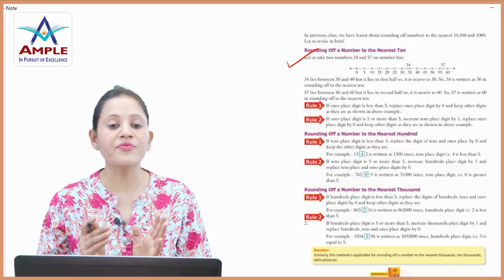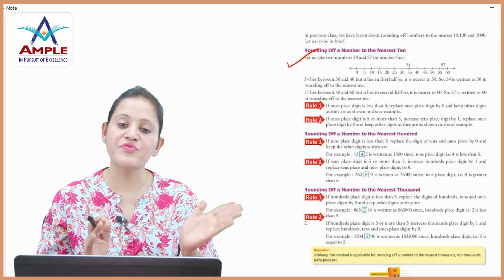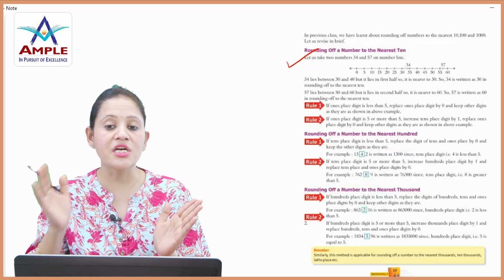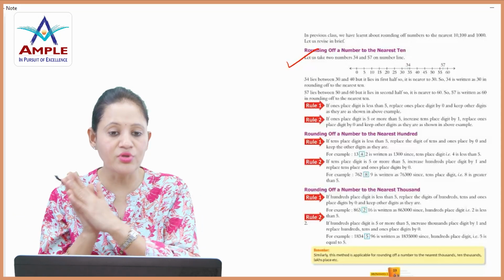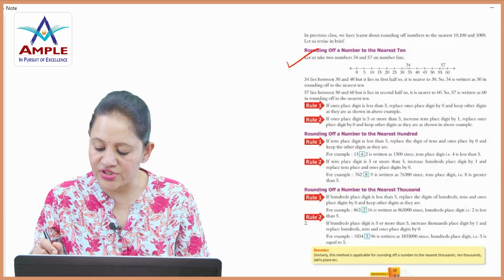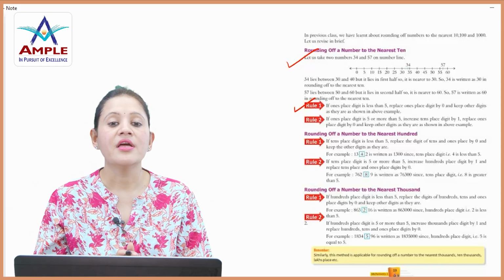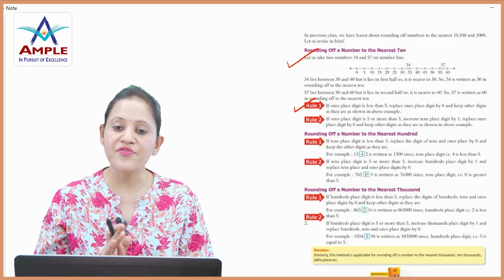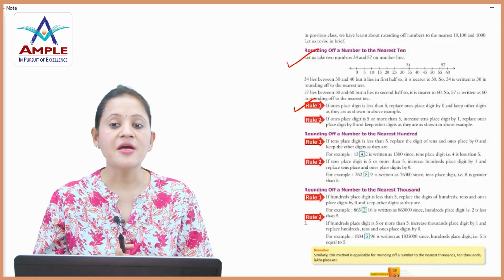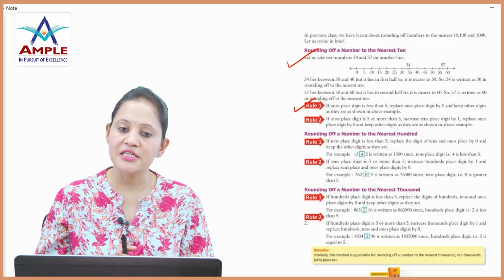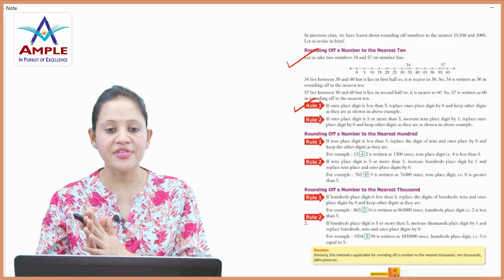Whereas, if we talk about 57, it lies between 50 and 60, but is nearer to 60. So, it will be rounded off to 60. Now, the rules. Rule number 1: if the ones place digit is less than 5, replace the ones place digit by 0 and keep the other digits as they are, as shown in the above example.